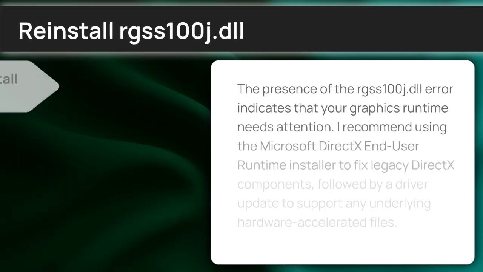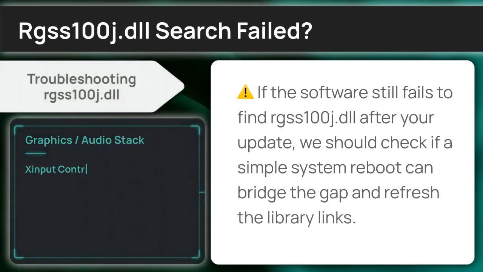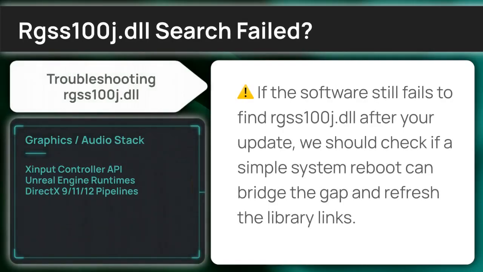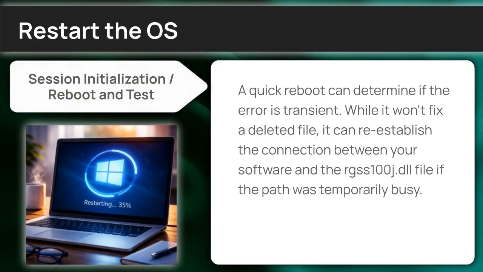The presence of the Ruby Game Scripting System 100j module DLL error indicates that your graphics runtime needs attention. I recommend using the Microsoft DirectX end-user runtime installer to fix legacy DirectX components, followed by a driver update to support any underlying hardware-accelerated files. If you're still finding yourself stuck after the reinstall, our next priority is to check for any active blocks in the system path. A quick system restart is a practical way to ensure that all shared libraries, including Ruby Game Scripting System 100j module, are being loaded correctly into the current session's memory.